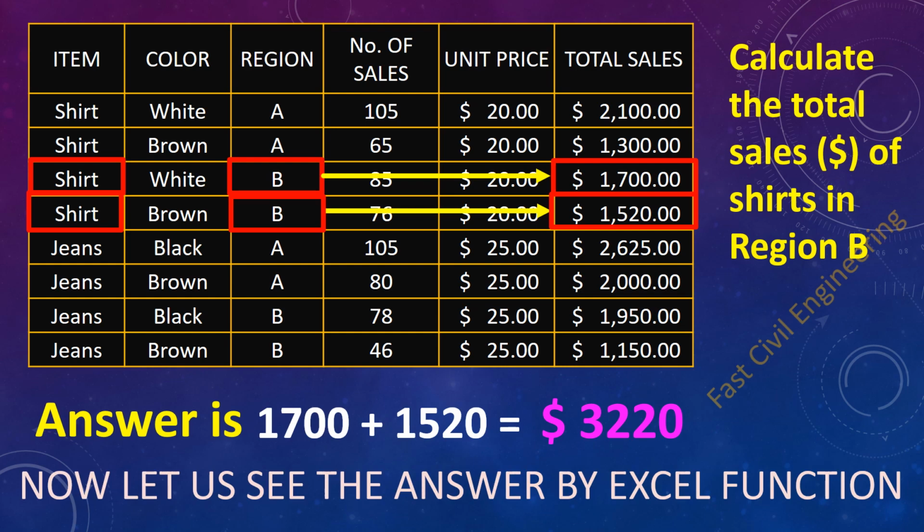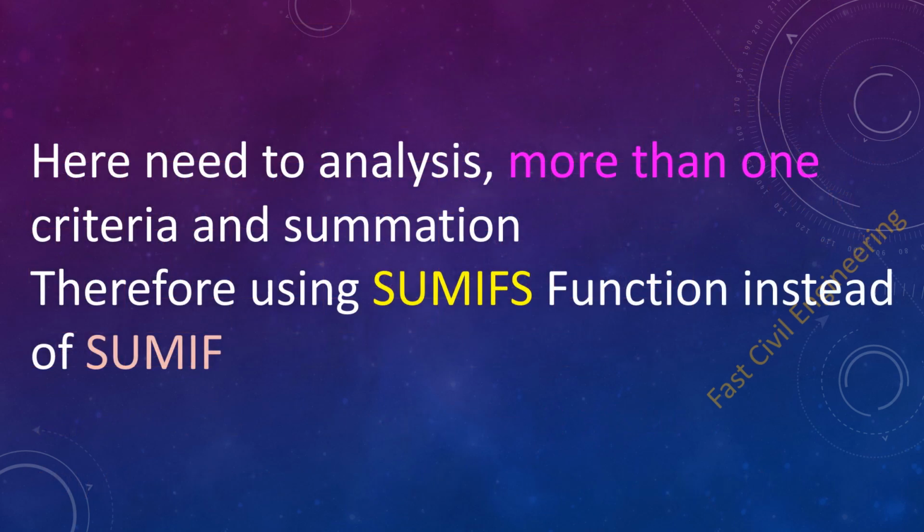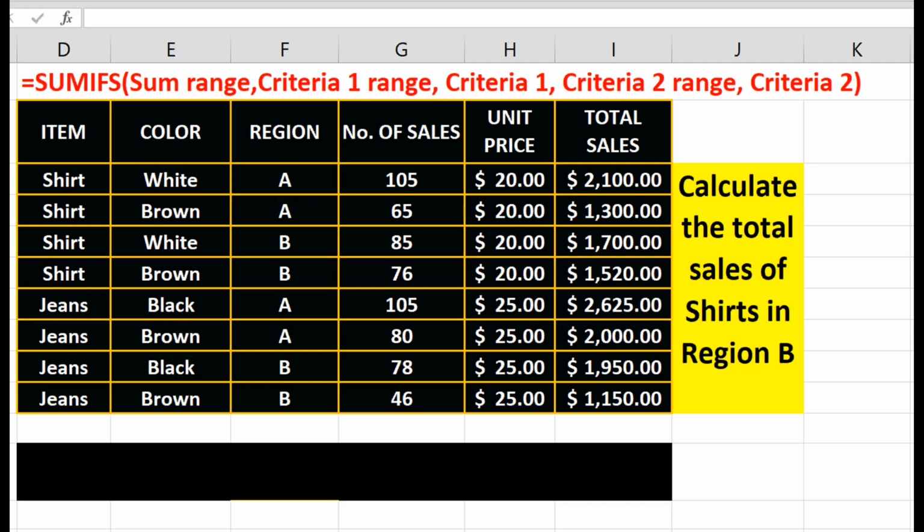Now let us see the answer by Excel function. Here we need to analyze more than one criteria and summation. Therefore we use the SUMIFS function instead of the SUMIF function. Once again, the question is, total sales of shirt in region B.